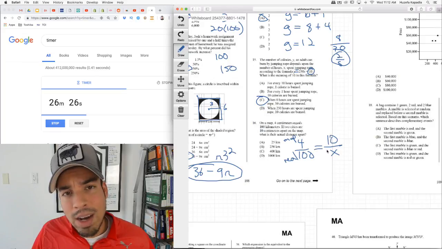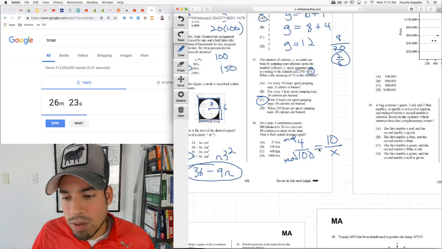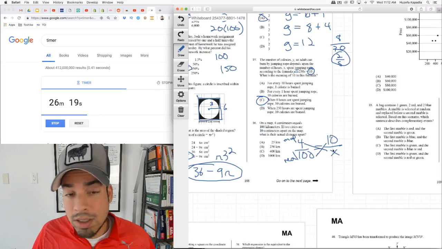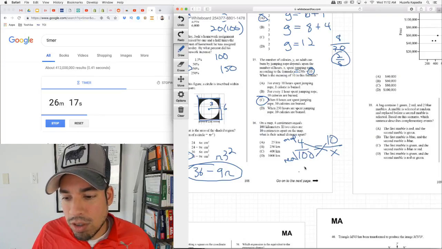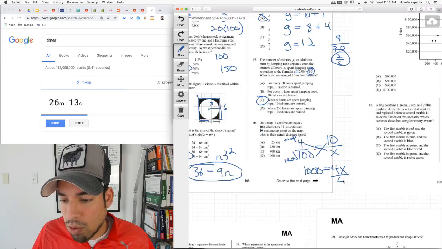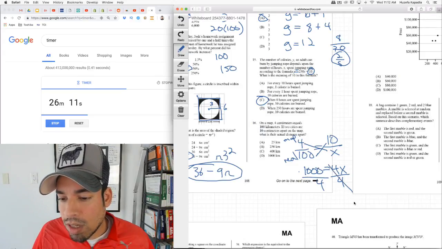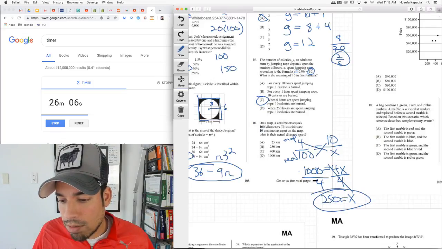Now we're in really good shape because I can just cross multiply. I could reduce this fraction, but I'll show you without doing that because you still get the same answer. 10 times 100, we get 1,000 equals 4 times X, which is 4X. We divide both sides by 4, and we get X equals 250. There we go. Next.